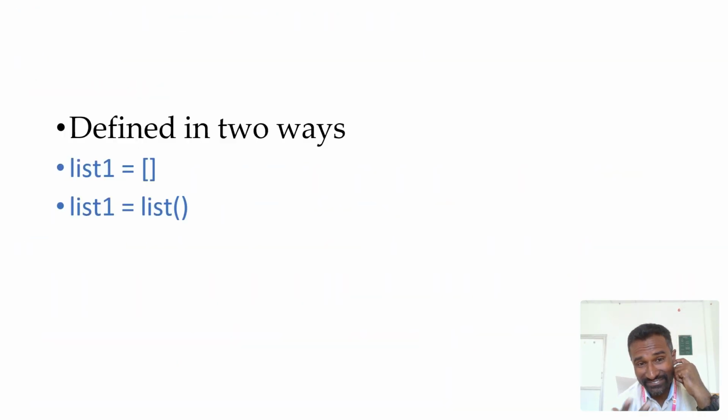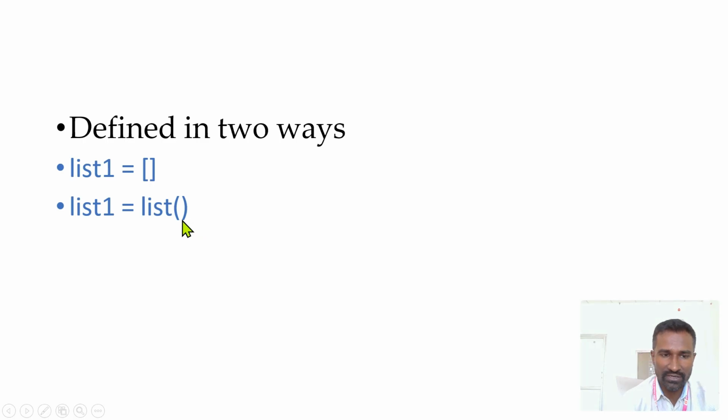So how can we define a list? This is the representation in two ways. There is a variable name, and we can use any variable name here, equal to square brackets. It is an empty list actually. Otherwise we can write the variable name equal to list, with open and close brackets.